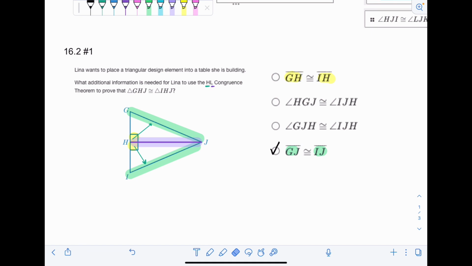And then with hypotenuse leg, you just need the right angle. That's the only angle that you need for the theorem to work. We have that already, so we don't need any more angles. So the second and third option would be unnecessary also. So we just need the hypotenuse in this case. GJ is congruent to IJ.